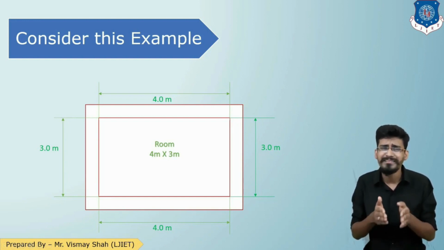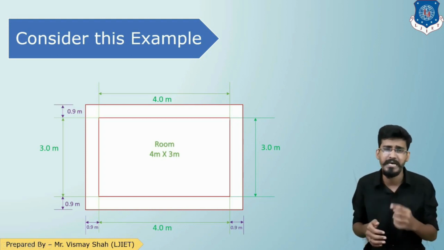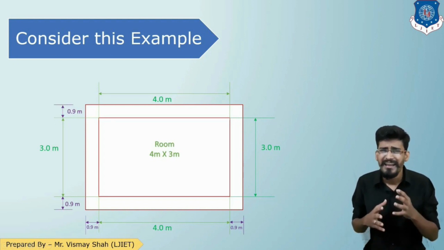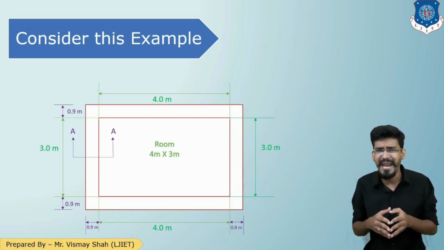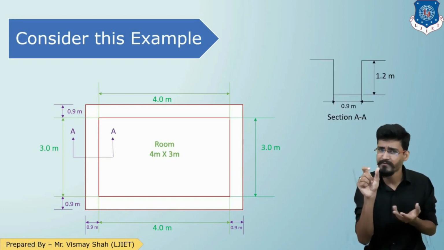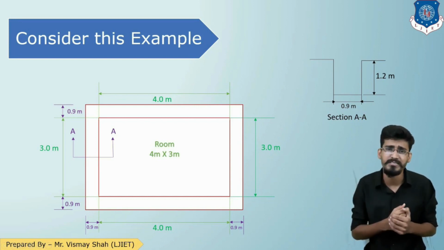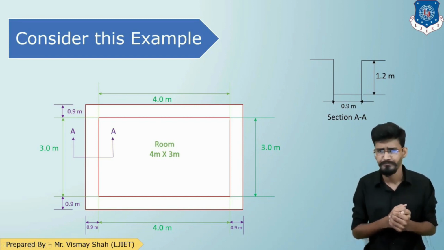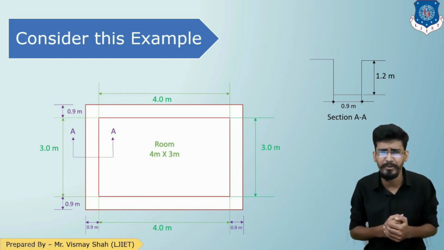Now the wall thickness is 0.90 on each side of the wall, as you can see in the drawing. Now let us cut a section from the drawing. Cutting out the section AA, we can see that the width of the section is 0.9, which is the same as the wall width, and the height of the section is 1.2 meter. So that is our depth, that is 1.2 meter.